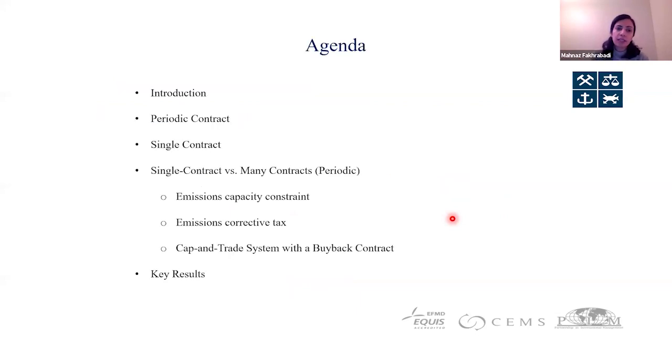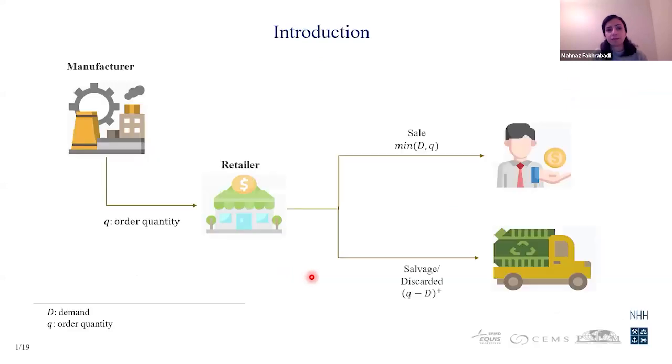I will talk about first the introduction, the base of the things that I did in this work, and then periodic contract and single contracts. I will show you the difference of these two contracts and why I wanted to work on single contract. Then I will show you we can use it for emissions, for environmental corrective actions. As examples, I've used emissions capacity constraint, emissions corrective tax, and cap and trade system. In cap and trade system, I will incorporate a buyback contract as well to see the influence of that in our model. And then we will see some key results.